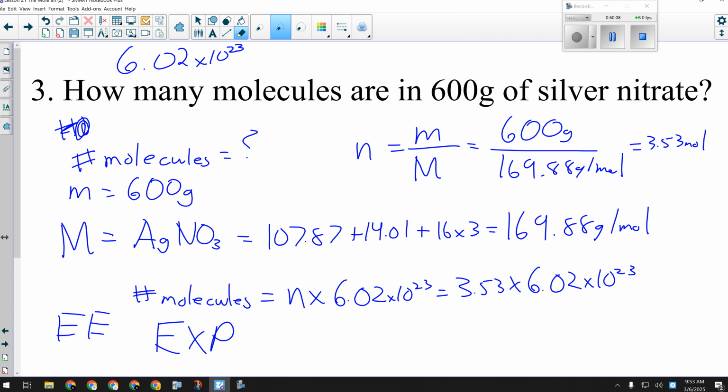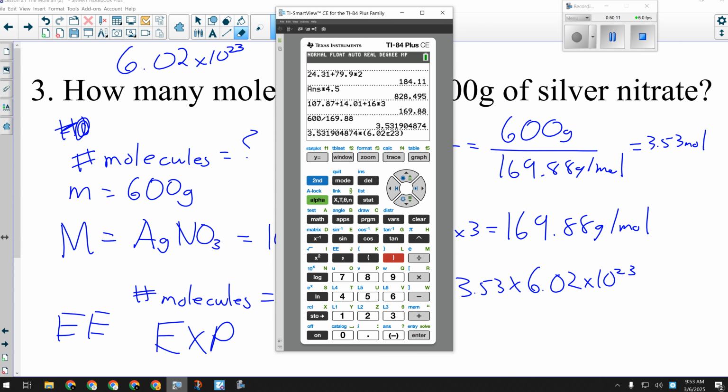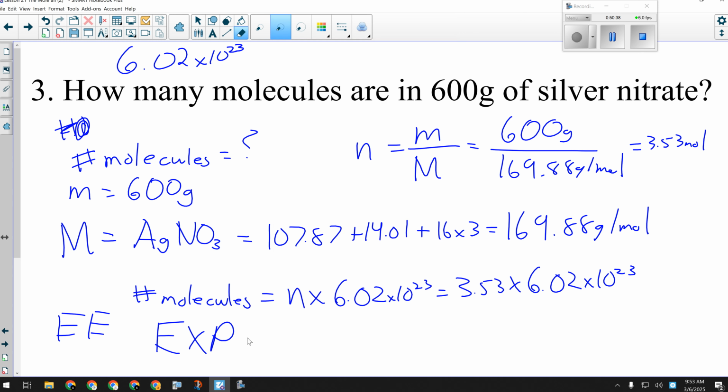All right, so when I punch that number in and hit enter, I get a huge number. Good, I should get a huge number. There should be a lot of molecules in 3.53 moles of silver nitrate. So what this number is, 2.13 times 10 to the 24. That's all I have to write. That's my final answer: 2.13 times 10 to the 24 molecules. Still gotta add units.